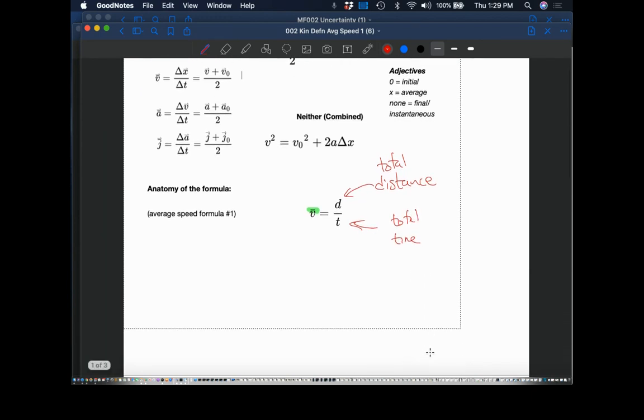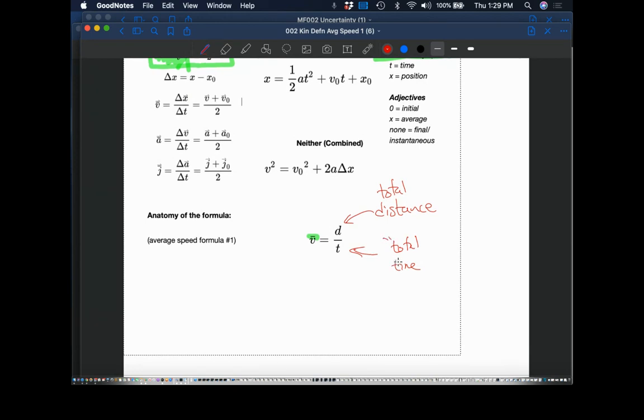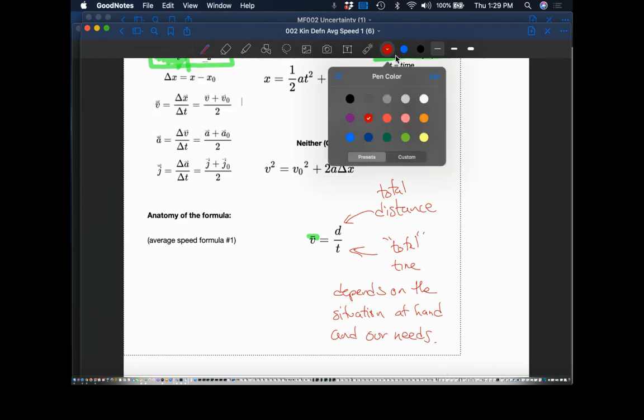Now, what total means depends on the situation at hand and our needs. And this will become clearer as we proceed through and do an example. So this is our formula, average speed number one. And let me add a couple things to remember about this.